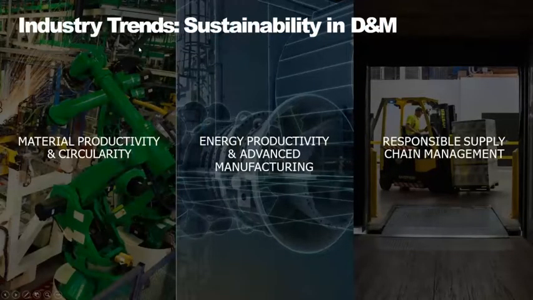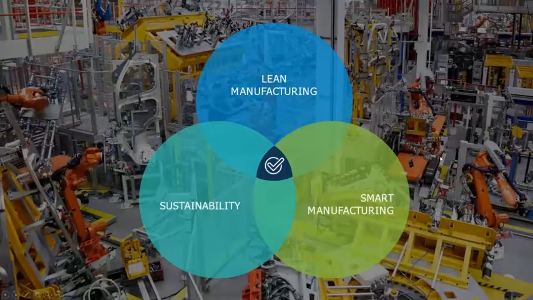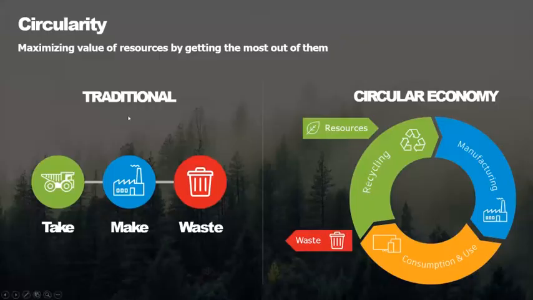Here are some of the industry trends we have for us to meet the sustainability in design and manufacturing. We have material productivity and circularity, energy productivity and advanced manufacturing, responsible supply chain management. So for us to be able to attain those factors or categories, we must meet the lean manufacturing processes, the smart manufacturing, and sustainability. Ito lagi yung key factors for us to attain the sustainability when it comes to manufacturing. So when it comes to maximizing the value of resources that we have nowadays, this is the traditional way.